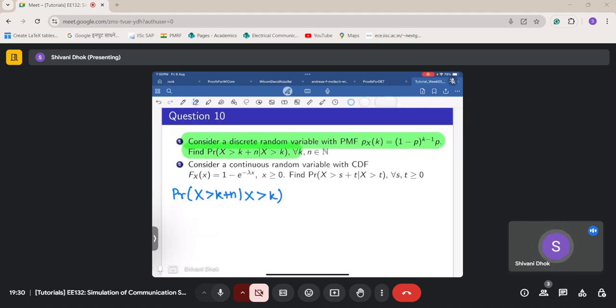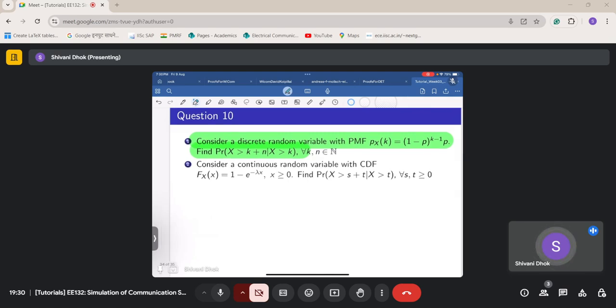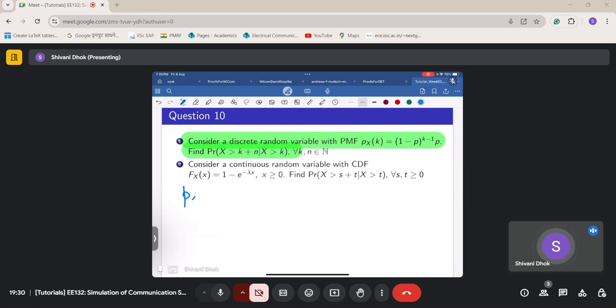Another thing that I would like to mention initially is that px of k equals 1 minus p to the power k minus 1, into p, for k greater than or equal to 1, or let's say k belonging to the set of natural numbers. This is a geometric random variable, or geometric distribution.